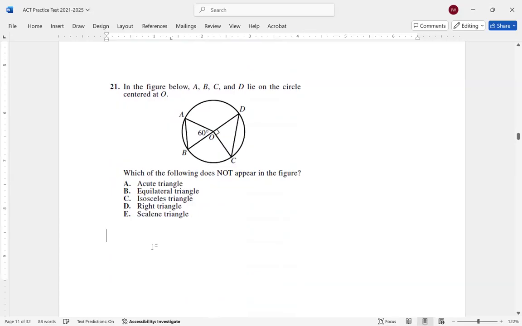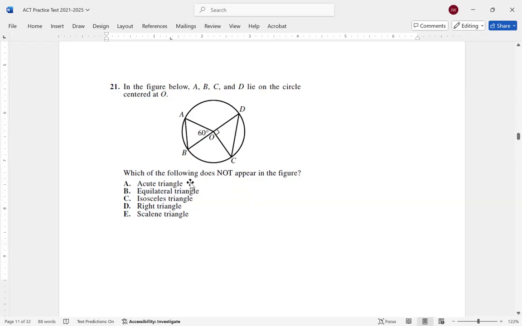Question 21. In the figure below, A, B, C, and D lie on the circle centered at O. Which of the following does not appear in the triangle, or in the figure? Which type of triangle doesn't appear in the figure? The key thing there is to notice that since O is the center, the measures from O to A, O to B, O to C, and O to D are all equal, because that is always the radius of the circle.